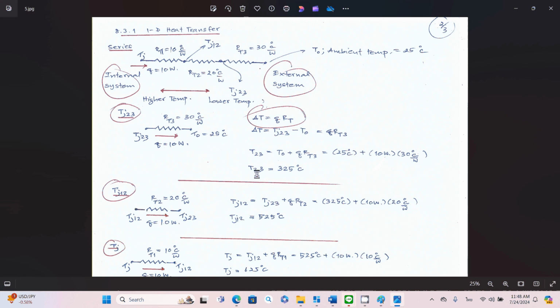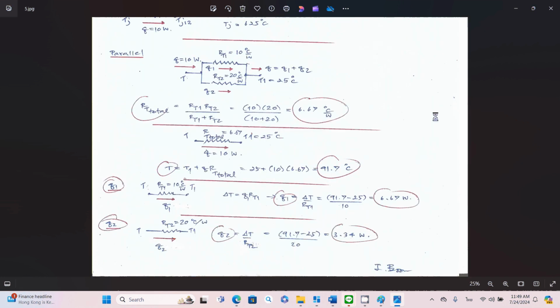You can work out for Tj3. You can see that you end up with 325 degrees Celsius. That's much higher than the ambient temperature, which is the 25 degrees Celsius. So that's one thing you have to be careful about when you design your system, to optimize your junction temperature. You don't want your internal system to have too high a temperature, otherwise it's going to affect the performance of your system. The rest you can work out and find the junction temperatures Tj12 and Tj.